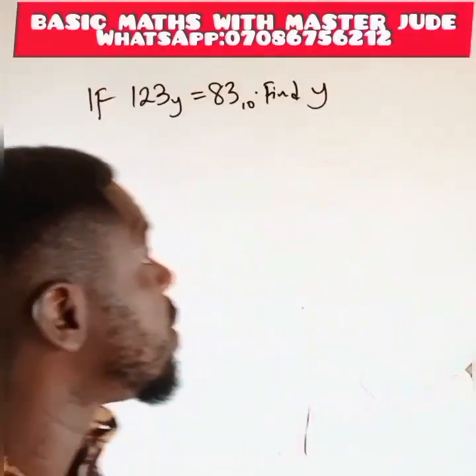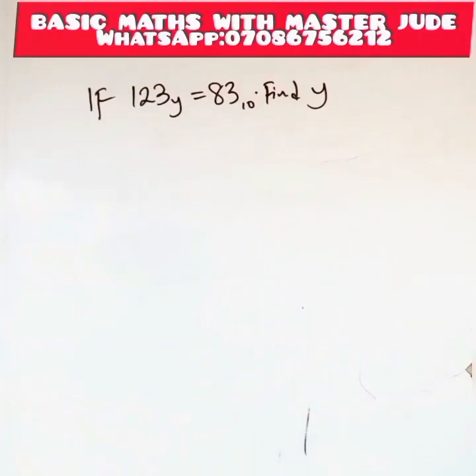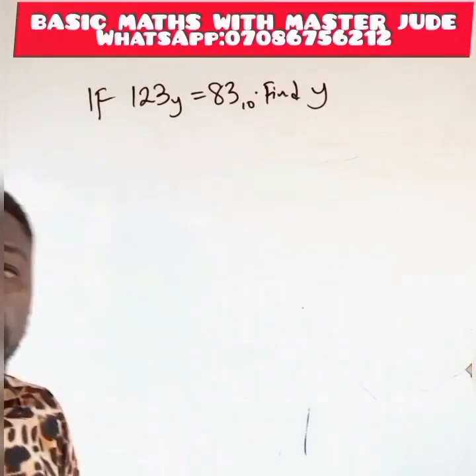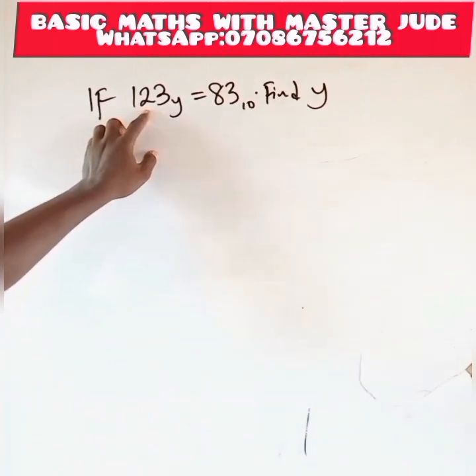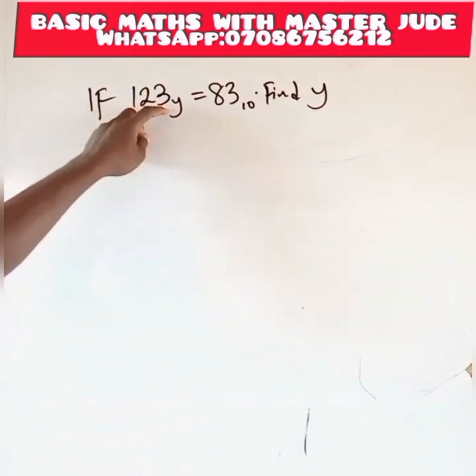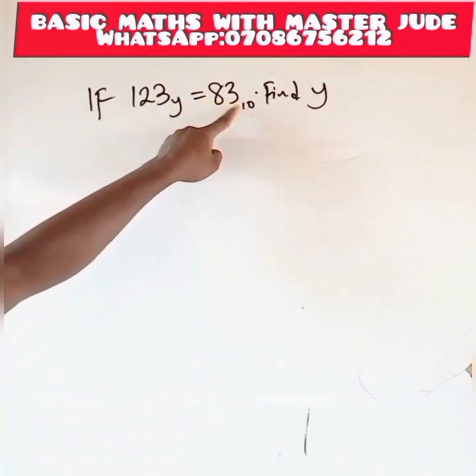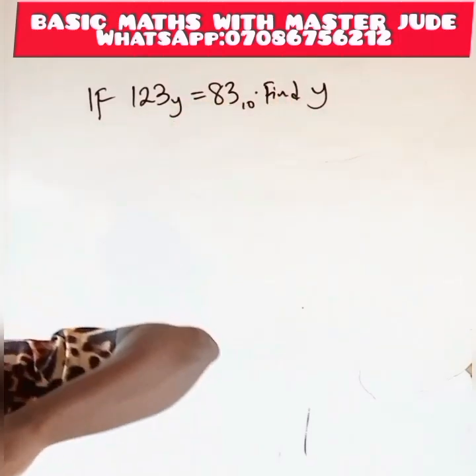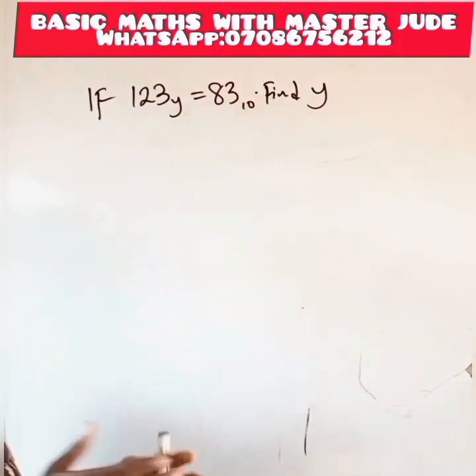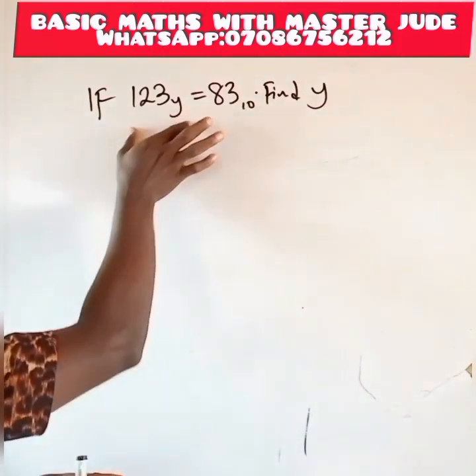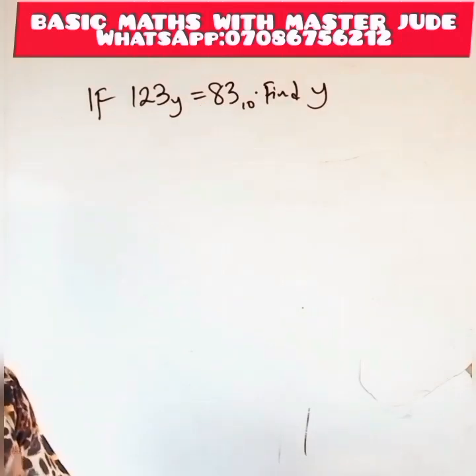Today we'll be solving this simple question under number base involving equation. The question says: if 123 base y is equal to 83 base 10, find the value of y. Now if you discover from this question, this 83 is in base 10, so we need to convert this one to base 10 also.